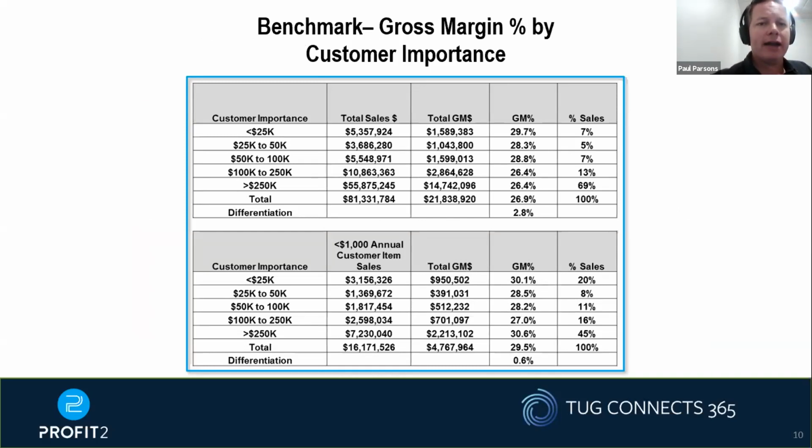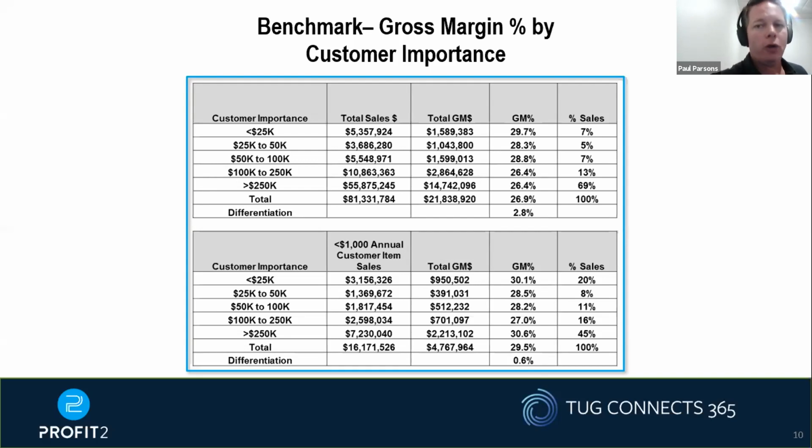We did a breakdown of their customers also, not just items to customers, but purely customers based on their annual sales volume. On the far left of this chart, we've got their customer importance purely based on their total sales. It breaks them up into 5 different bands, from $25,000 and below all the way to $250,000 and above. It shows the total sales within each range, total gross margin dollars, and gross margin percentages.